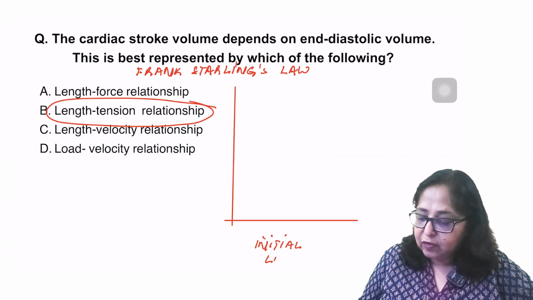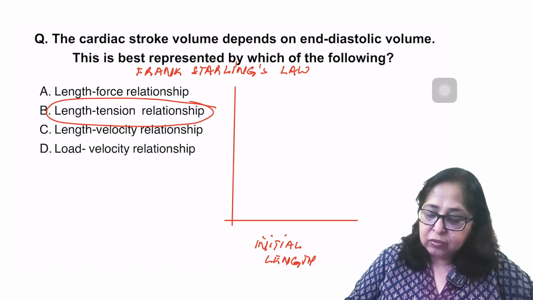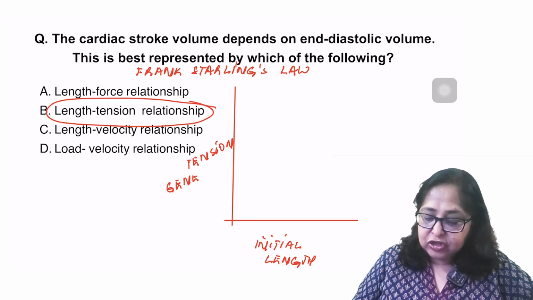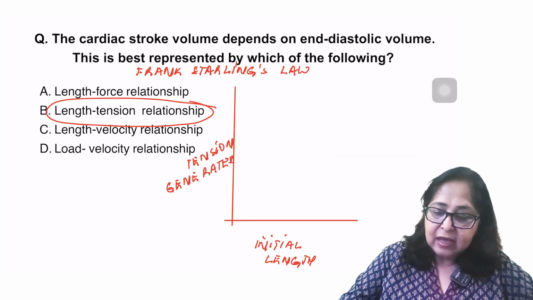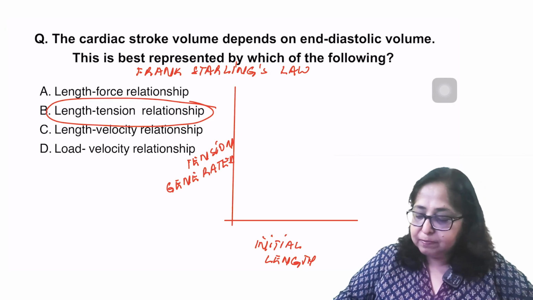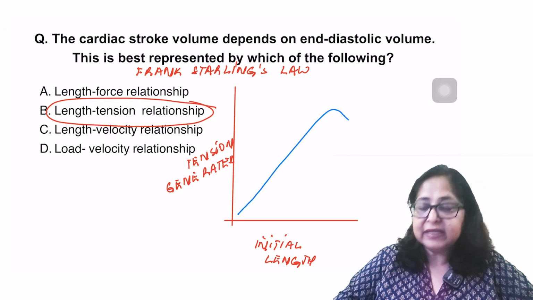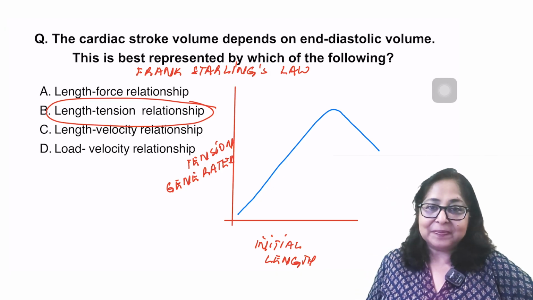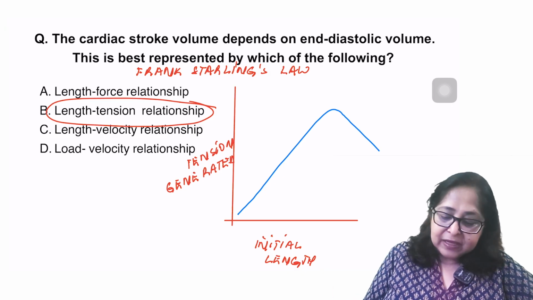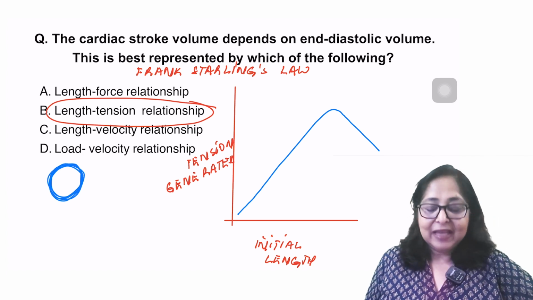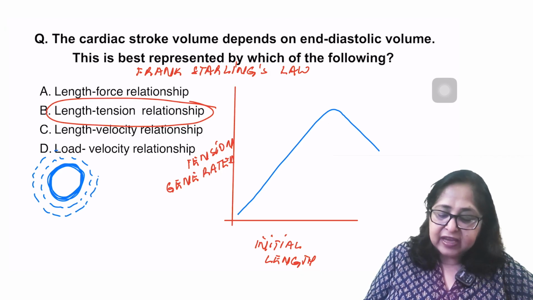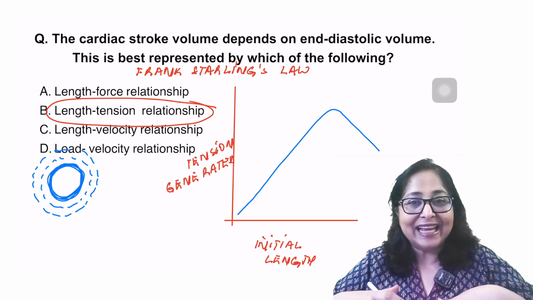What is initial length? Length of the muscle before it begins to contract. And what is the length tension relationship? It says more the initial length, more is the tension generated, but up to a physiological limit, beyond which further increase in initial length decreases the tension generated. So in the case of the heart, in case of the ventricles, the muscle fibers are circular. What can increase the initial length of the ventricular muscle fibers? If I increase the venous return, if I increase the filling.